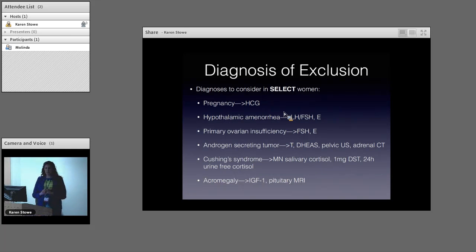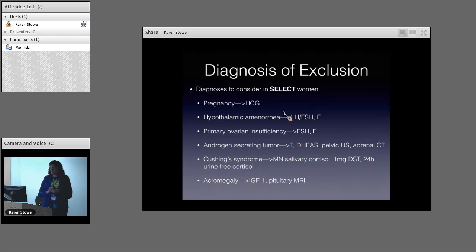In select women, depending on their presentation, one should consider the following tests to rule out, number one, pregnancy, by checking a serum HCG. Of course, that's something that I routinely do, but obtaining a sexual history and contraceptive history is important as well, and will help guide your decision to check the HCG.